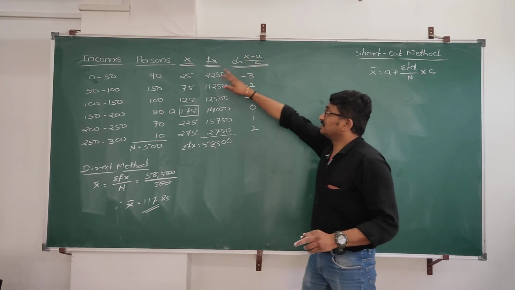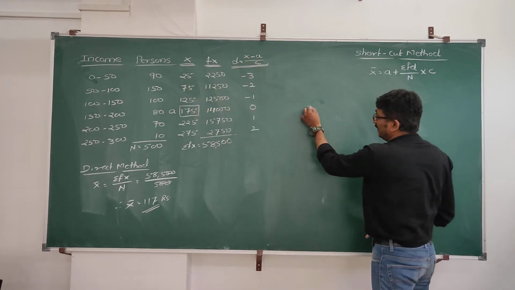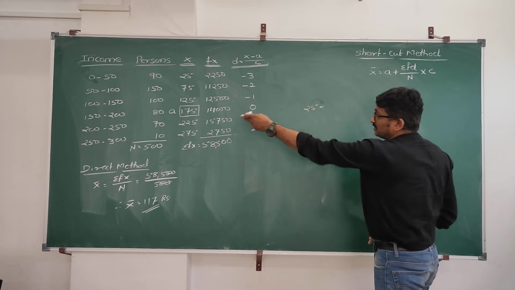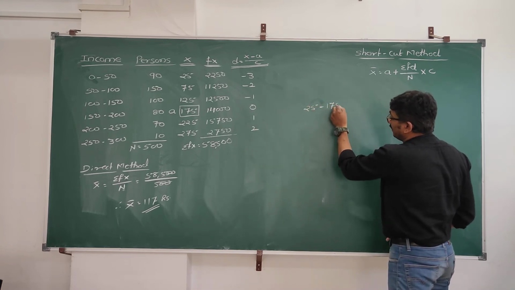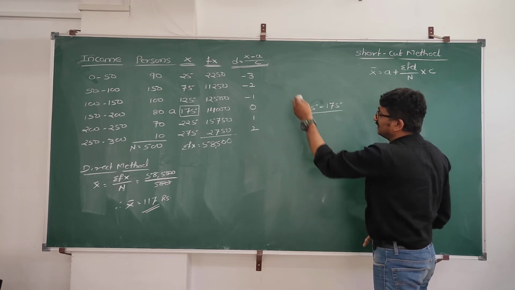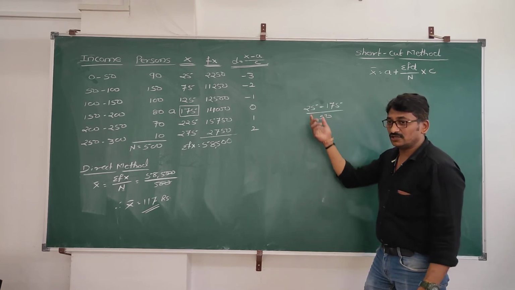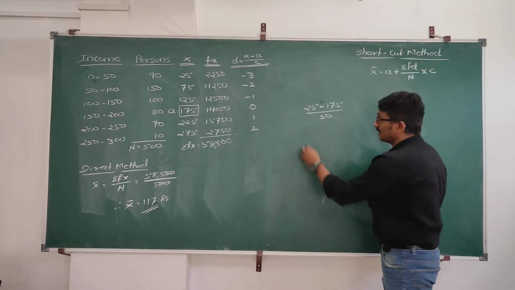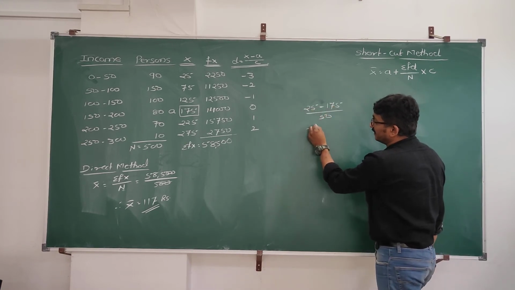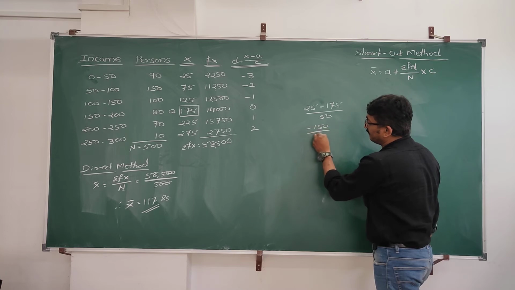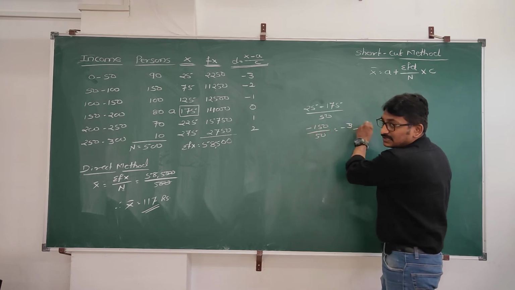X minus a, what is your first x value? 25. Minus what is the a value we have assumed? 175. Divided by c, which is the difference in class interval, that is 50. Right? Solve this, you will get -3 or no. 25 minus 175 is -150 divided by 50, you will get answer as -3.